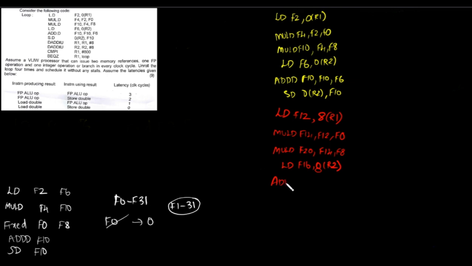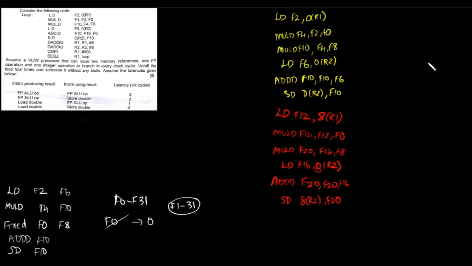So then add D F20 comma F20 comma F16. Then store D 8 of R2 comma F20. So we have unrolled two times.